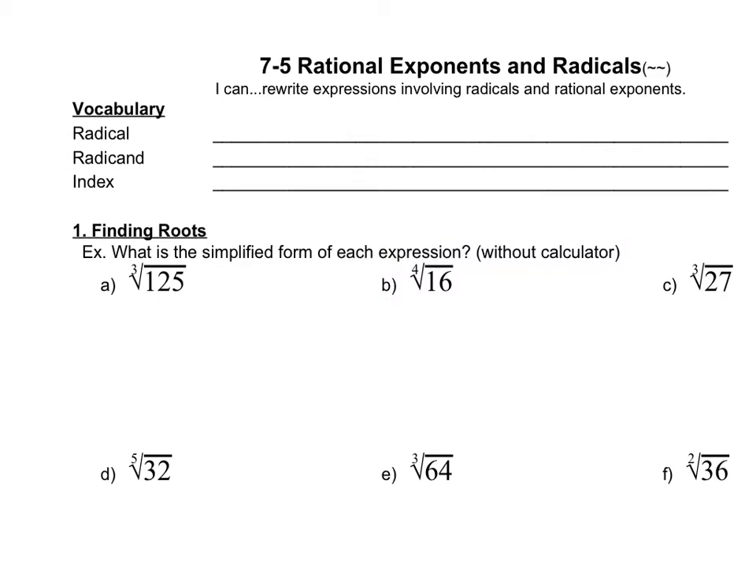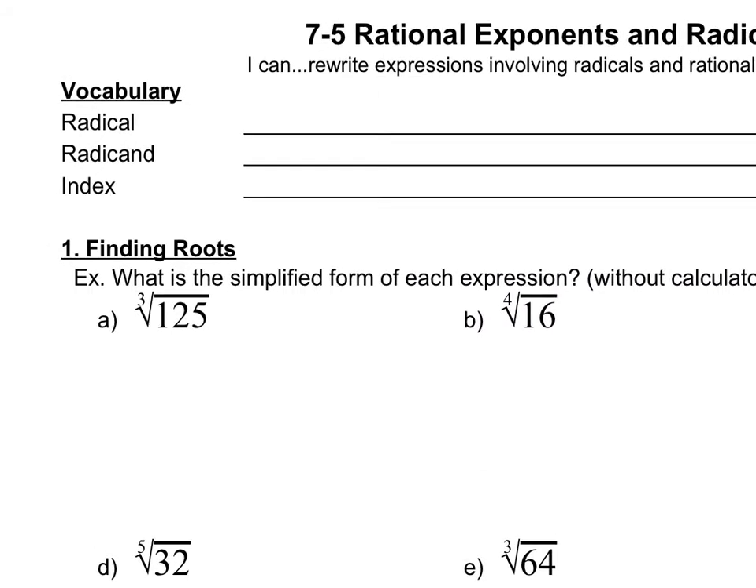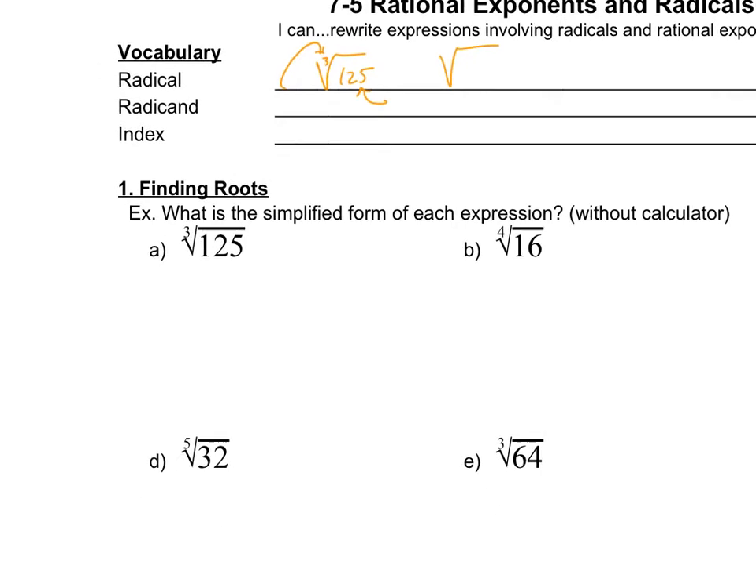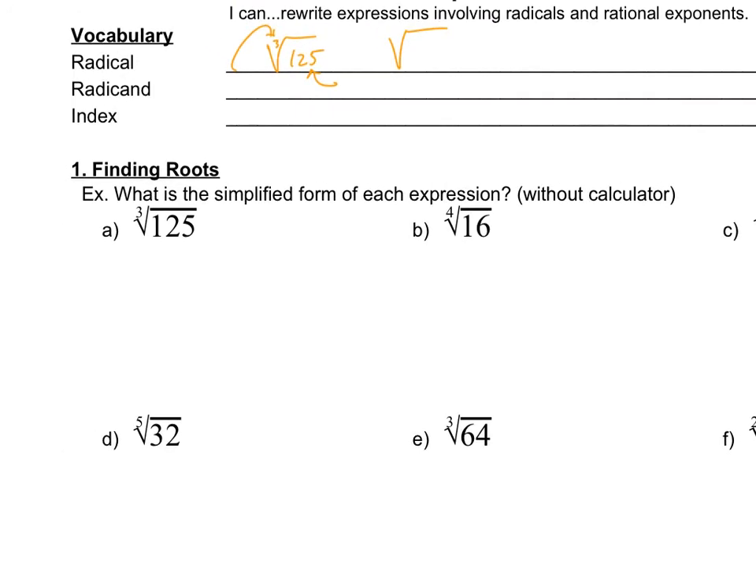So as we move forward, let's see. Definitions. Radical. Here we go. That is not a radical, but that is a radical. The number inside the radical is your radicand, and the number right here is going to be your index, just so you know. So we're looking at what is the simplified form of each expression without using a calculator.